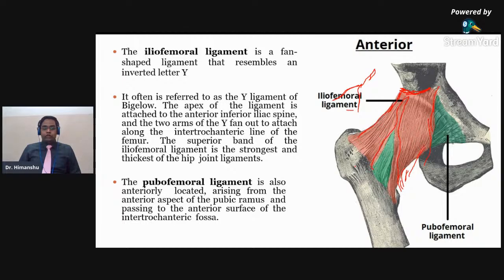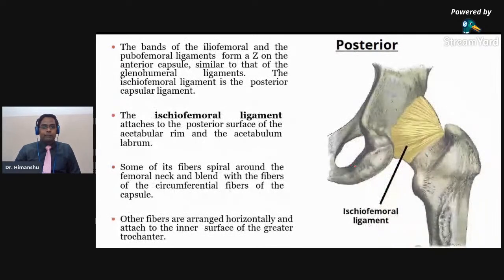Another ligament that we have to talk about is the pubofemoral ligament, which starts from the pubis and comes onto the medial aspect of the intertrochanteric line. It is also an anteriorly located ligament, or rather an anteromedially located one. So whenever you go into extension or abduction, it prevents both extension and abduction movements. Coming on to the third ligament.